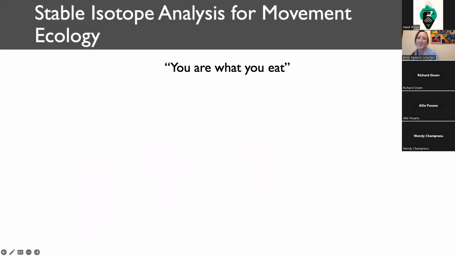So how does this relate to movement and ecology? Well, this relies on the principle of you are what you eat. The hydrogen from precipitation, which is the main source of hydrogen for organisms, gets incorporated into animal tissue through food and water. Since hydrogen isotopes vary across the landscape, so too will the hydrogen isotopes in animal tissue. And this also applies to us as humans.